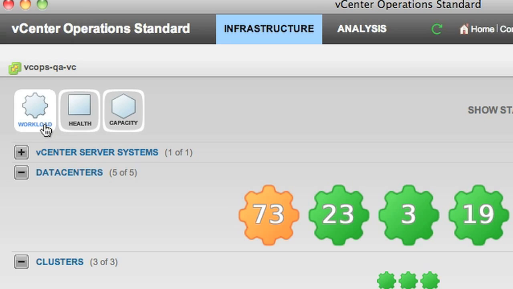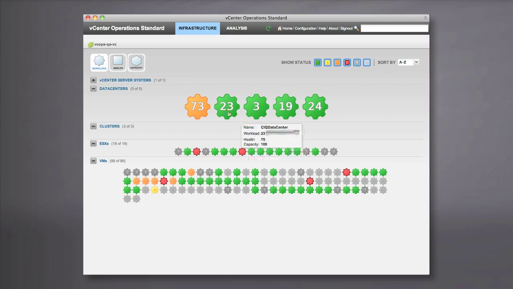So we know that as demand gets higher and starts approaching capacity, you may run out of capacity and then have a performance problem because of that. So workload allows you to quickly understand how hard your objects are working, your hosts, or your VMs, or even your clusters or data centers, and allows you to take action on that.